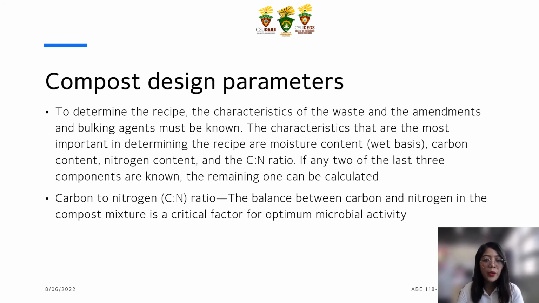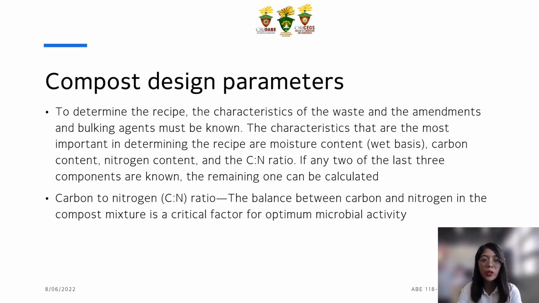So, for compost design parameters, to determine the recipe, the characteristics of the waste and amendments or bulking agent must be known. So, the characteristics that are most important in determining the recipe are the moisture content on a wet basis, carbon and nitrogen content, and the CN ratio. If any two of the last three components are known, the remaining one can be calculated.